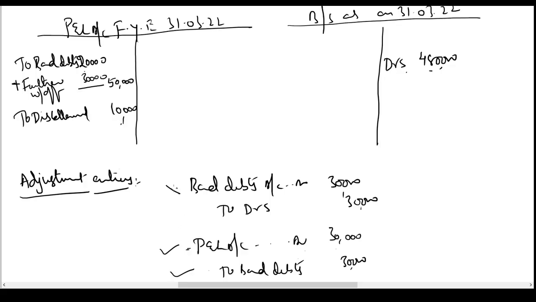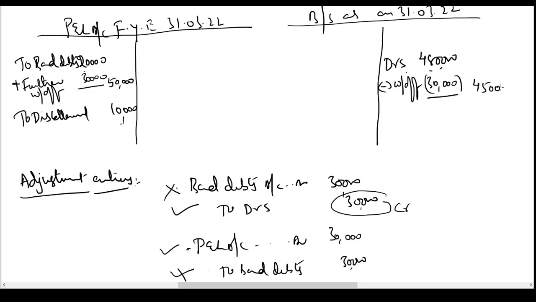Bad debt account was debited, it is credited, the account is closed. Now we are left with debtors account. As per this entry, debtor account has to be credited. It is already showing debit balance in the trial balance. So I'll say bad debts written off 30,000. In the outer column I'll show 4,50,000. Why did I subtract it?